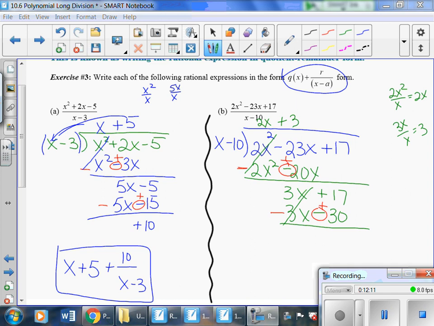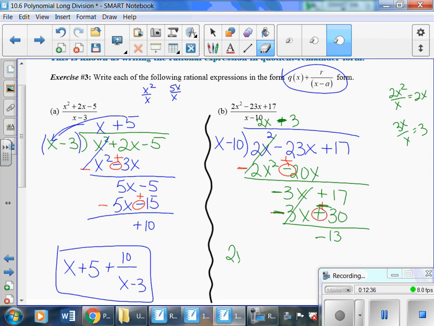okay, so my mistake, this should have been a negative 3x plus 17, so instead of being a positive, it should be a negative, so it would have been negative here, and then it should have been a positive here, so when we subtracted, this becomes a negative 13. And that's my remainder. So to put this into the correct format would be my quotient, which is 2x minus 3, I almost made the same mistake. 2x minus 3 with a remainder of negative 13 over what I divided by.